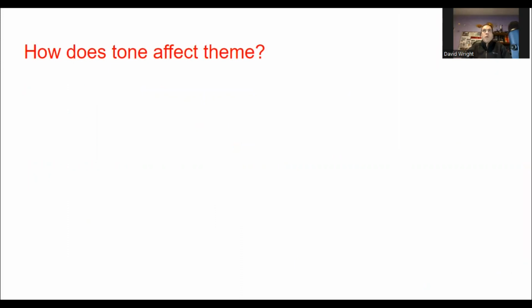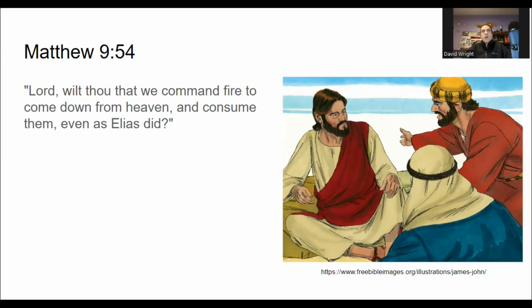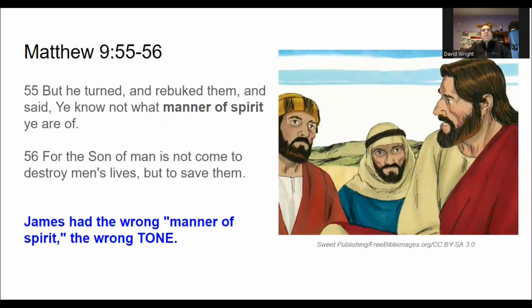How does tone affect theme? St. James the Great was called the Great, not because he was great. He was just a fisherman, but because he was older than the other disciple named James. This confusion of language, however accidental, is an example of verbal irony, but it is clear that James struggled with tone. Luke 9:54: "Lord, wilt thou that we command fire to come down from heaven and consume them, even as Elias did?"